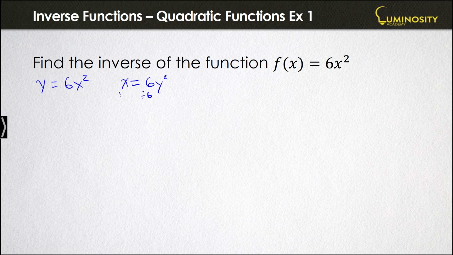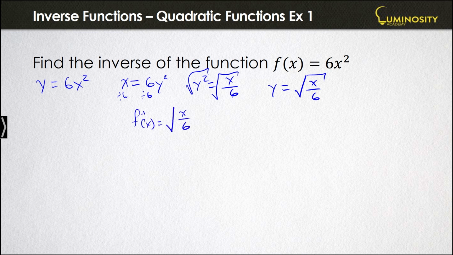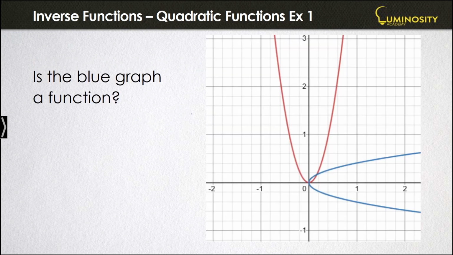So first thing is we divide by the coefficient and we get y squared equals x over 6. Now we need to take the square root of both sides. So we got y equals the square root of x over 6. So this means that our inverse should be the square root of x over 6. So let's take a look and see what this looks like.